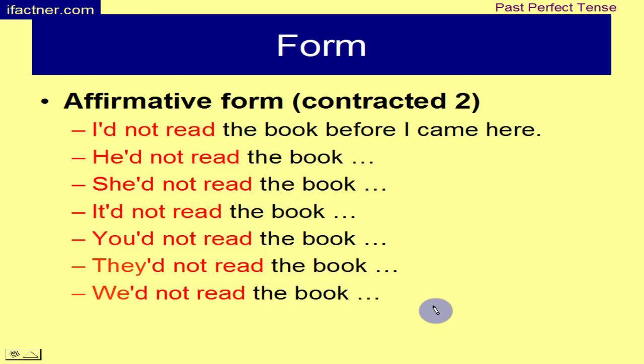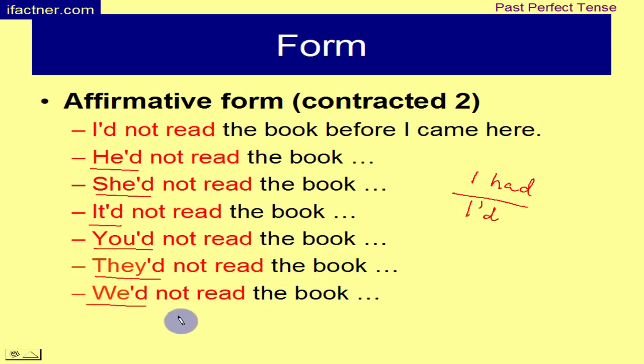There is another contracted form, and it is: I'd not read the book before I came here. Here we have contracted I had as I'd, he had as he'd not read the book, she'd not read the book, it'd not read the book, you'd not read the book, they'd not read the book, and we'd not read the book. And this contracted form is also mostly used in spoken English.